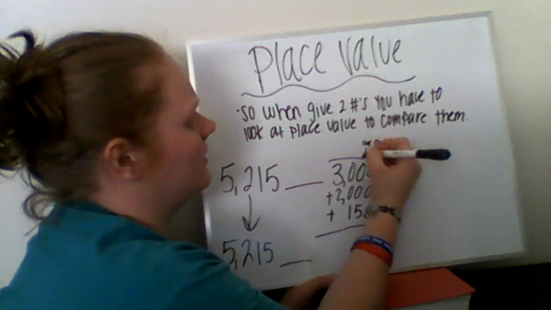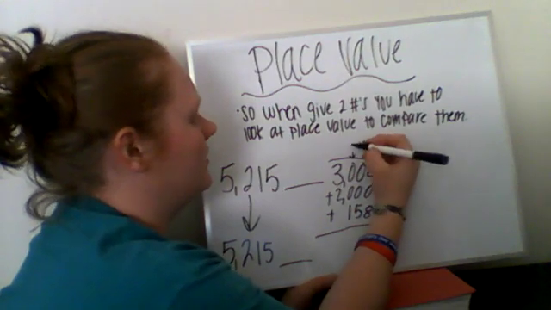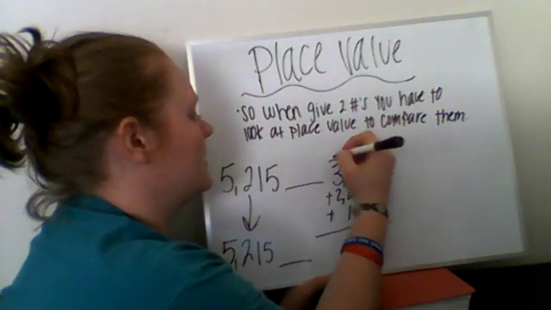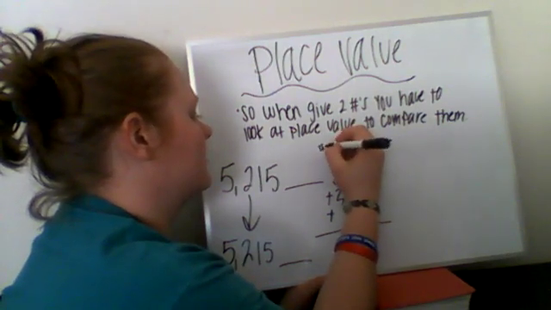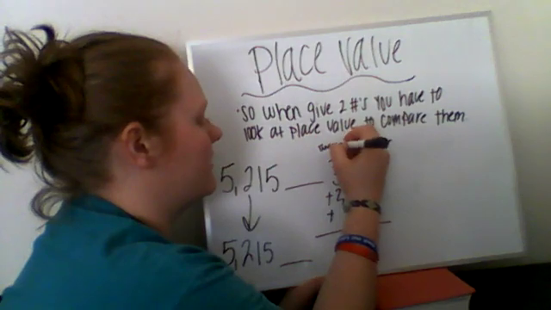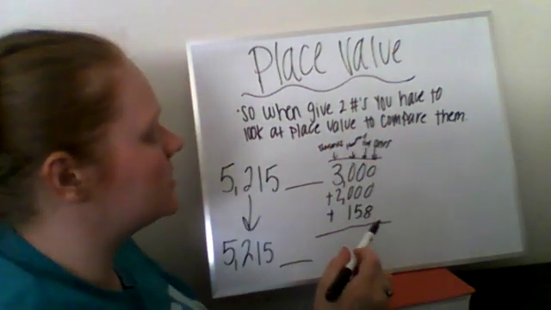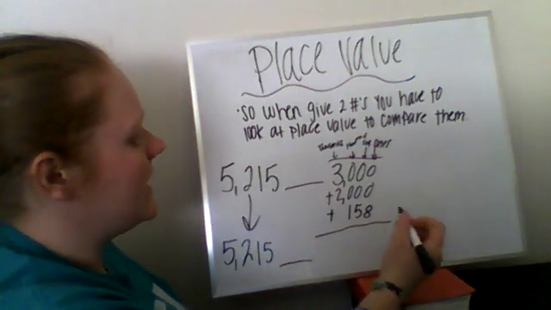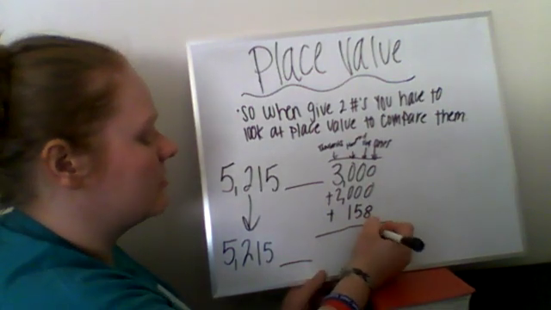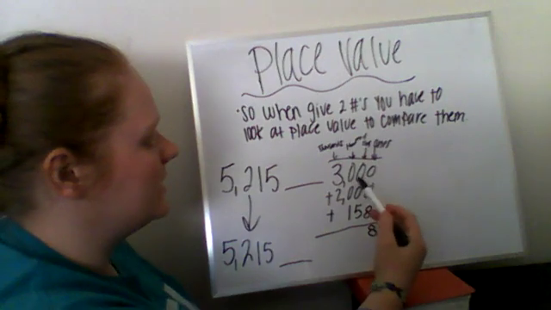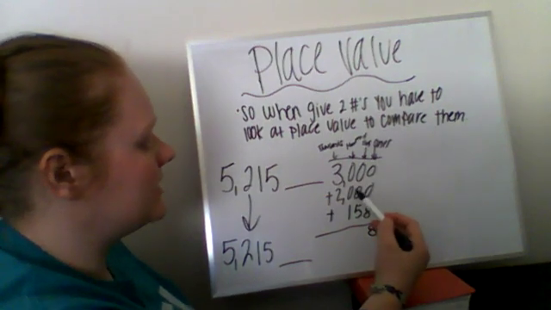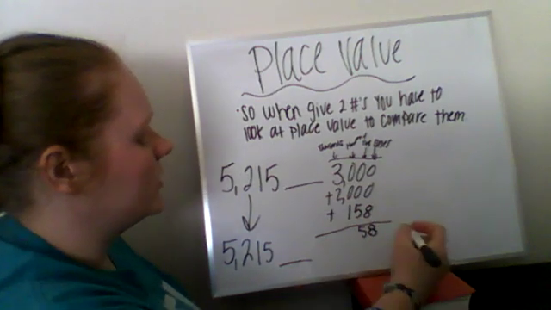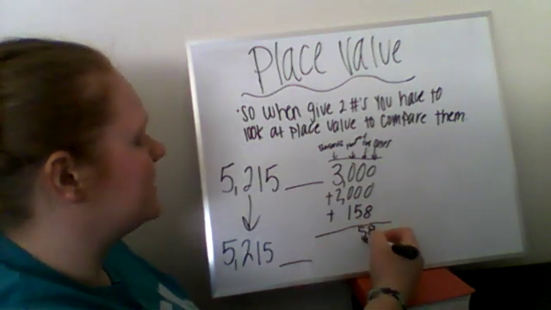tens, hundreds, and then thousands. Okay, I just put the place value over each number. And when we add, we start in the ones. So 0 plus 0 is 0. 0 plus 8 is 8. So a number plus 0 is always itself. 0 plus 0 in my tens is 0. 0 plus 5, again. When you do a number plus 0, it's always the number.